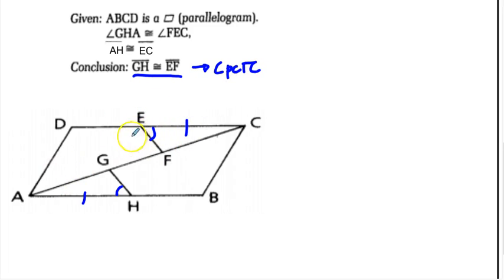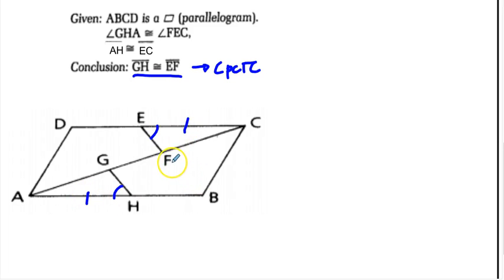Now, if we're using a CPCTC proof, we're going to have to find the two triangles we're going to prove are congruent. And that's this triangle right here and this triangle right here. If I can prove these triangles are congruent, well, then I know I can use CPCTC to prove those congruent. So let's see if we can mark this. Our first thing we know is that GHA is congruent to FEC. That was given, and we were given that these two sides were congruent.